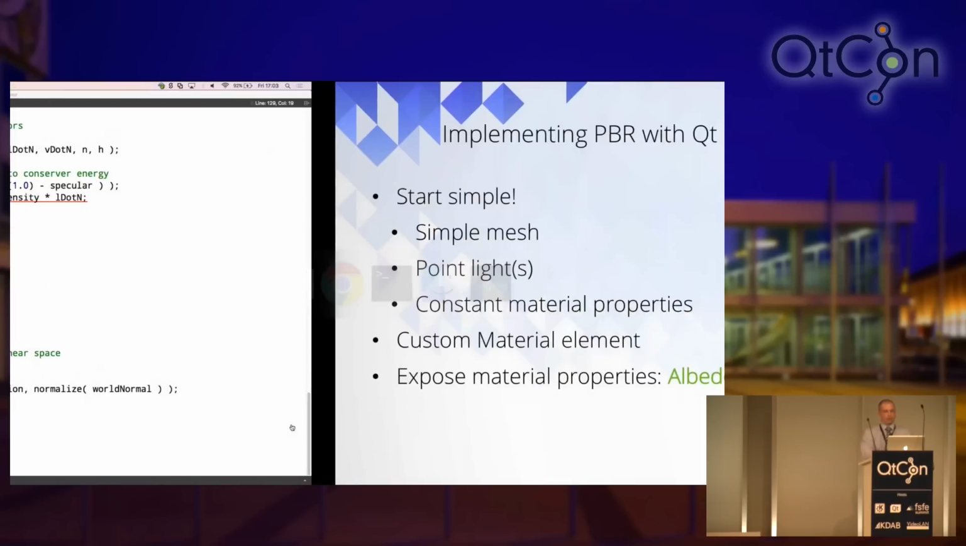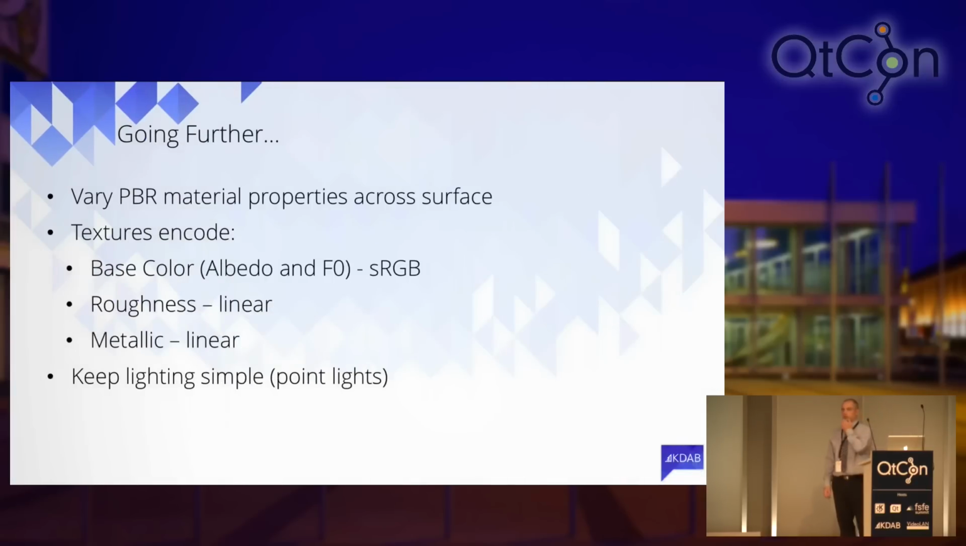Now we can go further. There we were just having constant properties across the entire surface, but of course we can use textures to encode this stuff. So we can use textures as inputs into our shaders. And then if we do that, we get something a bit like this example.